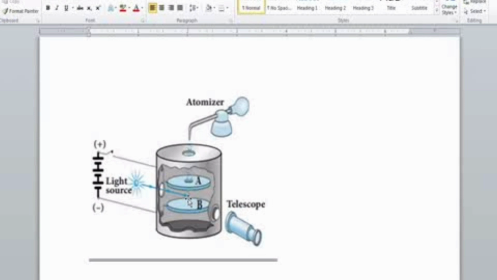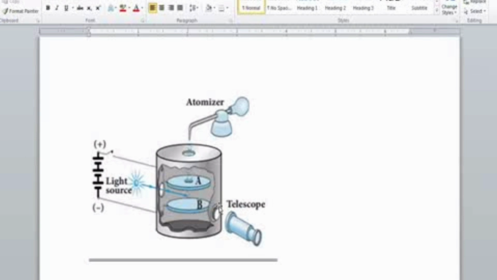You can keep it constant at a space between A and B. So we can move the oil drop in an upward or downward direction in a closed chamber. Using that, we are going to study the charge of an electron. That is the determination of the charge of an electron.